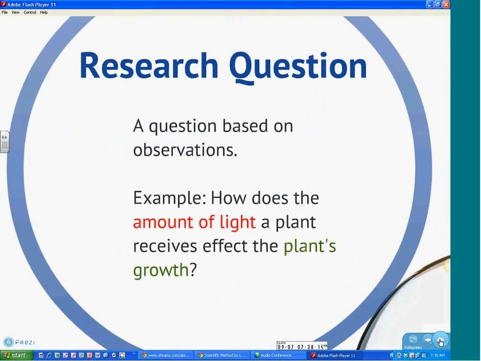This leads us to a research question. For example, we may be doing an experiment with plants. How does the amount of light a plant gets affect how a plant grows? That's what we're going to try to figure out, something we don't know the answer to.